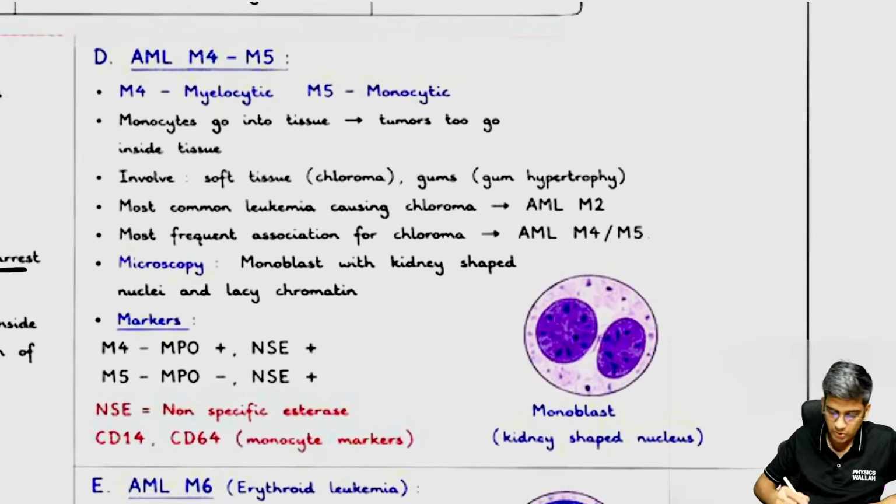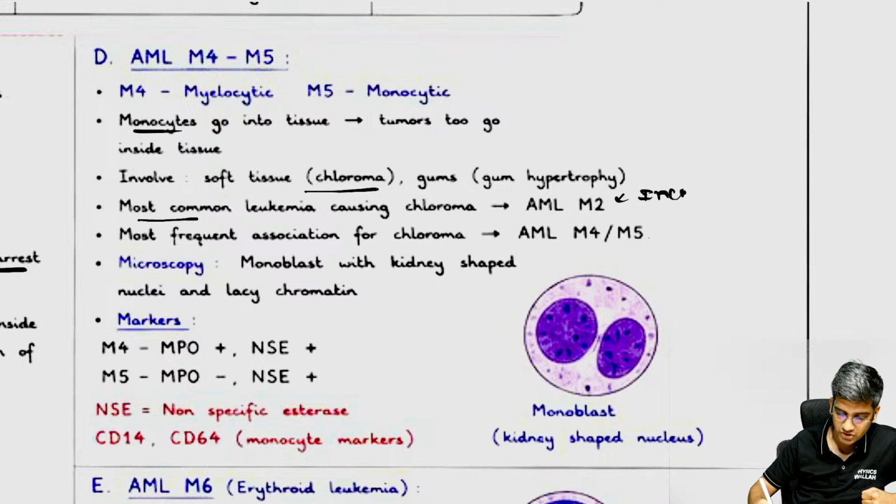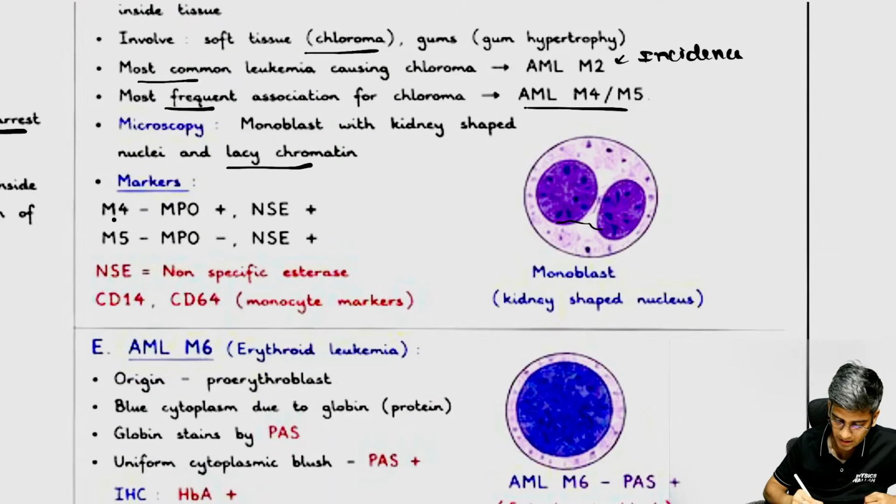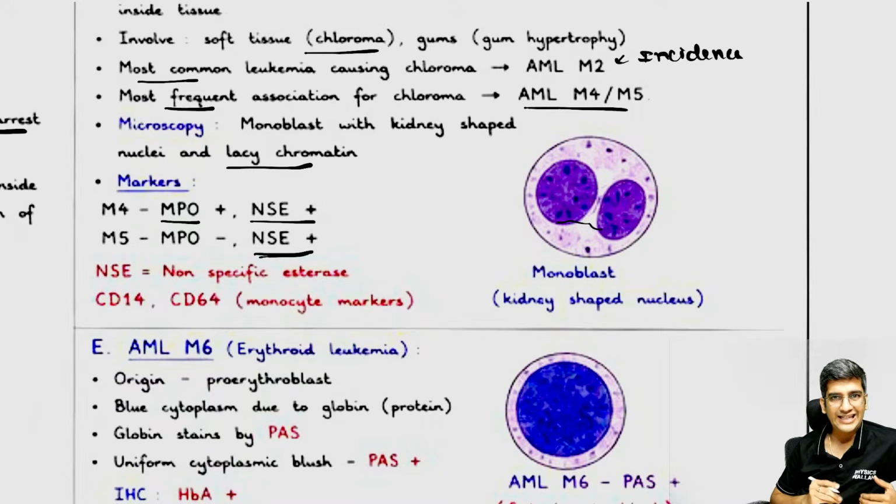M4, M5, I already told you, monocytes will go to tissue. Because of that, I can have chloroma as a classical clinical feature. And the most common leukemia, incidence-wise, is AML. This is purely based on incidence because AML is the most common subtype of leukemia. And if it's a frequent association, we go for AML M4, M5. You'll have a kidney-shaped nucleus in case of AML and lace-like chromatin. That's the classical appearance of a monocyte. And marker-wise, if both MPO and NSE are positive, it's myelomonocytic. If only NSE is positive and MPO is negative, that is pure monocytic leukemia, right?